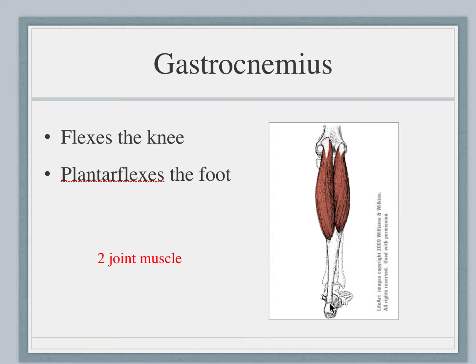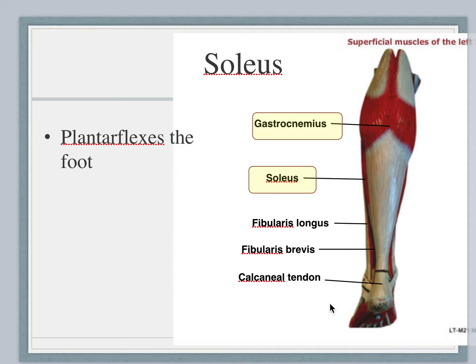Compare that to the soleus, which is only a 1-joint muscle, and it just causes plantar flexion of the foot. The soleus is located underneath the gastrocnemius. The soleus does not cross the knee, so it has no effect on knee movement. It does cross the ankle, and it attaches to the calcaneal tendon just like the gastrocnemius, and it contributes to plantar flexion. So you could say the soleus is a synergistic muscle to the gastrocnemius when it comes to plantar flexion.